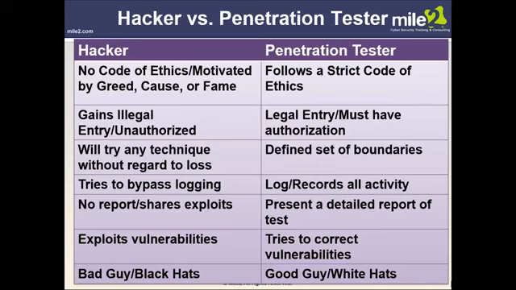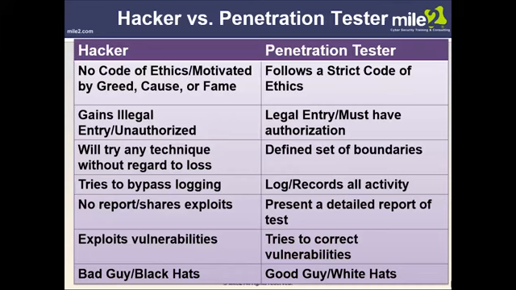We talked about the different types, and the important ones we needed to remember here are going to be the ones like the script kiddies, the suicide hackers, right? And of course, then your black hat hackers and such. So depending on what their cause is to do that. Now, the penetration tester here obviously will follow a strict code of ethics. The hacker will gain illegal entry as an unauthorized entry, where the penetration tester has to have legal entry, must have authorization in writing even, right? The hacker will try any technique without regard to loss. And again, they don't care if the server goes down and they lose data. However, the pen tester is held to a set of boundaries, which is defined before the pen test even starts.